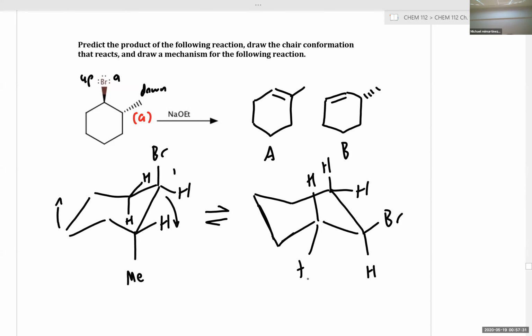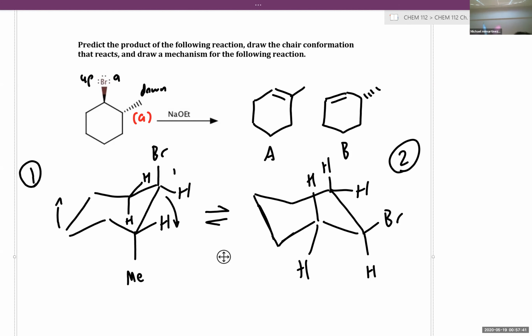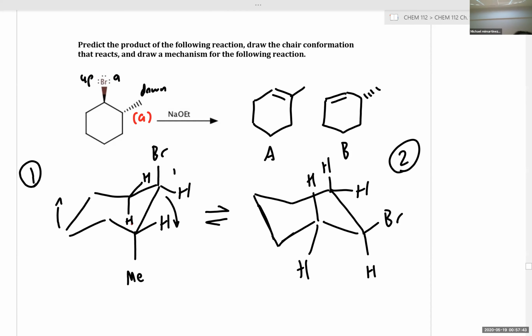Now, my question to all of you is, which conformation is reactive? Conformation 1 or 2? Which conformation is the reactive conformation? Conformation 1, exactly right, because it has this transdiaxial arrangement. Our bromine is axial. So conformation 1 is reactive.